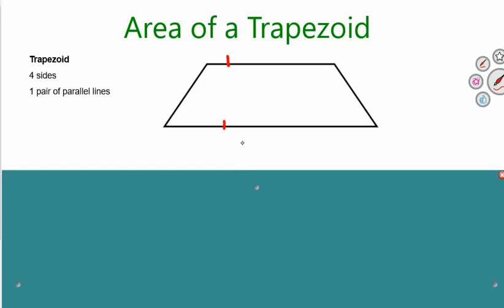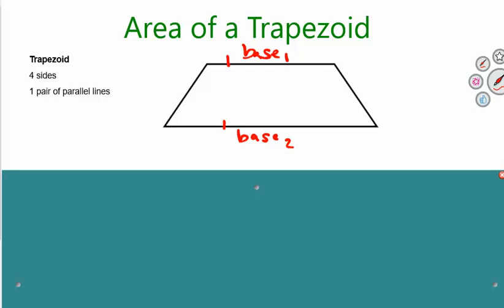Those parallel lines form your bases. Okay, that's important to know. Remember, parallel lines are lines that will never touch. These lines at some point will touch. So this one and this one are my parallel lines, and these are called my bases. Since I have two of them, I might want to call this one base 1 and base 2, because there are two of them, okay?